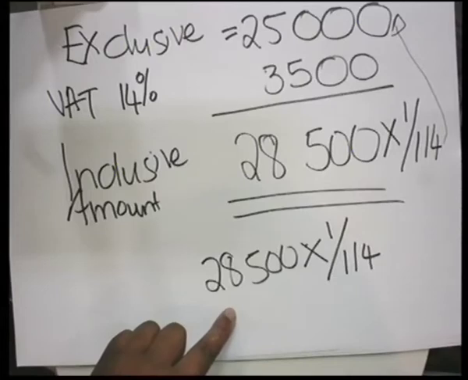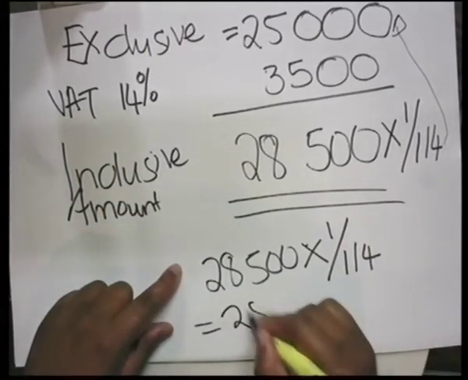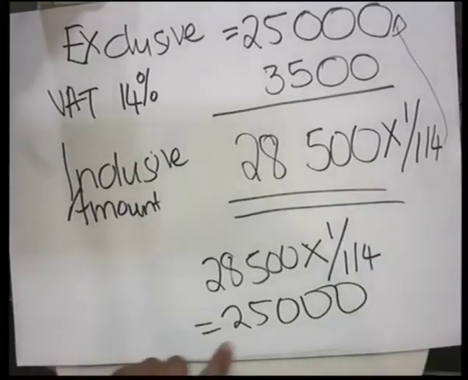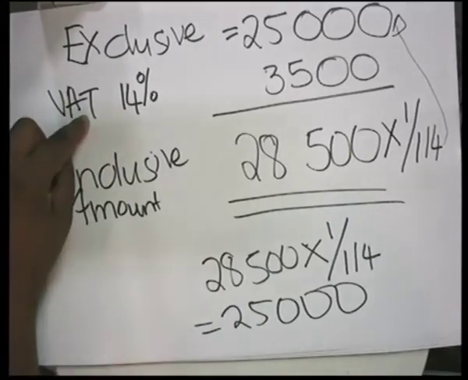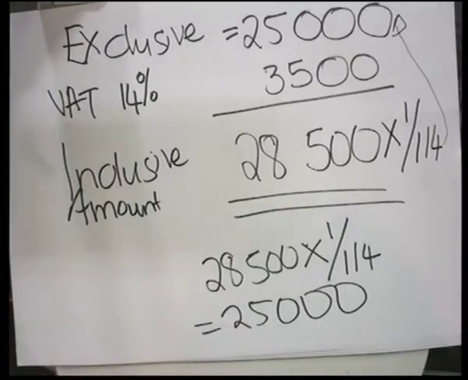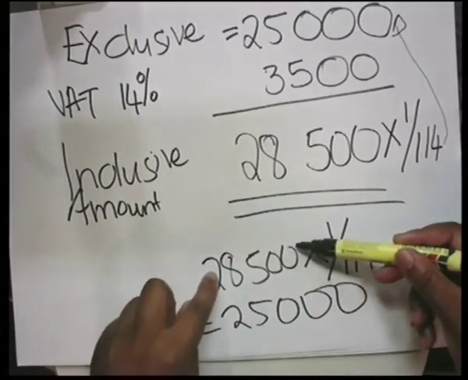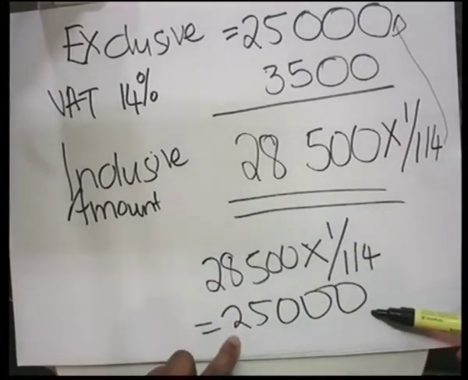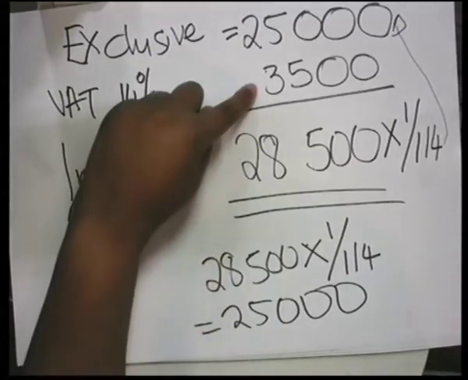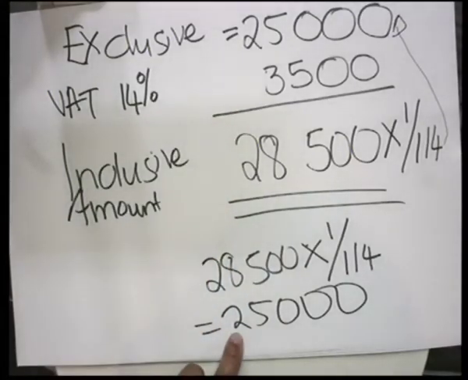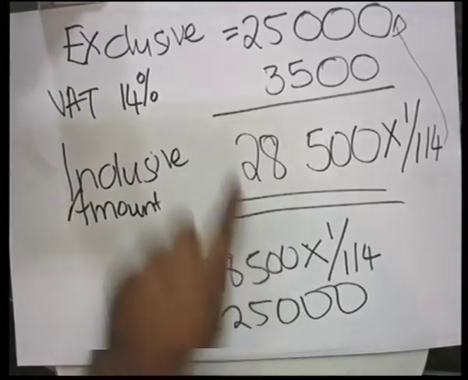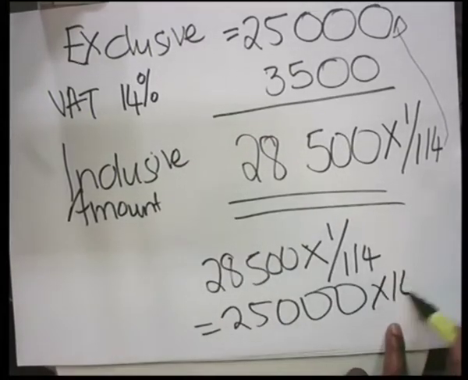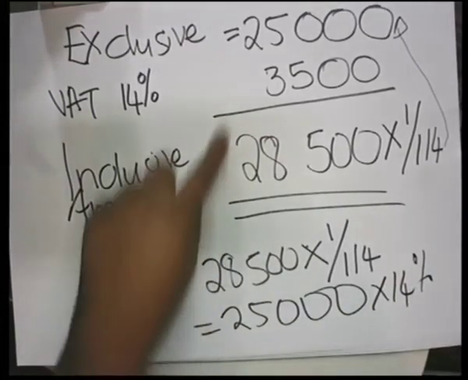285 divided by 1.14. Then you will get the 25,000. The 25,000 then becomes your exclusive amount. To get your VAT, the 14%, you can use two ways, as I've explained previously. You can say your inclusive amount less your exclusive amount will give you the 3,500. Or you can say 25,000 times 14%, the VAT, will still give you 3,500.